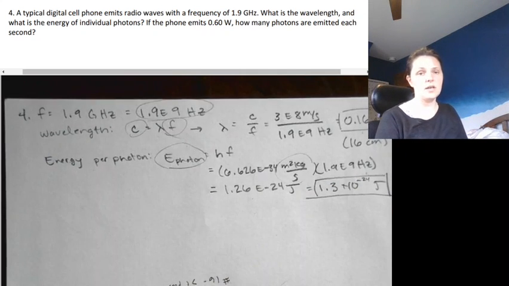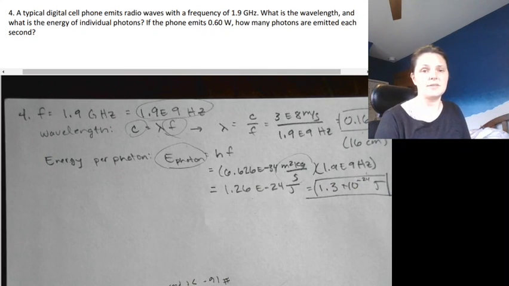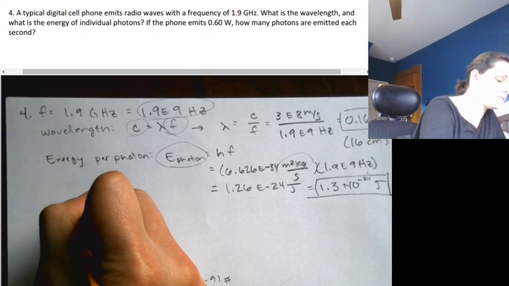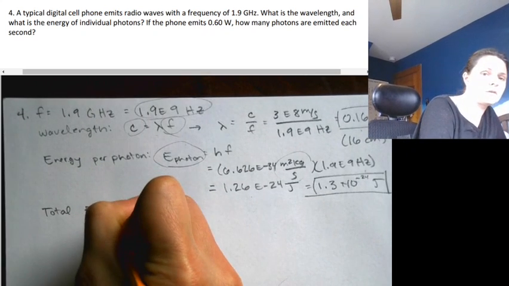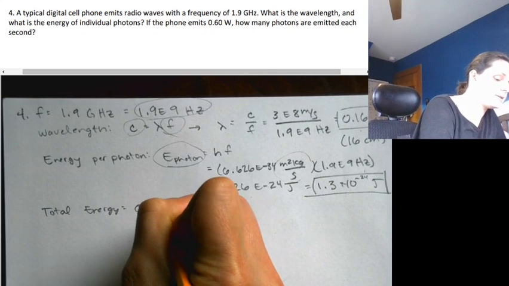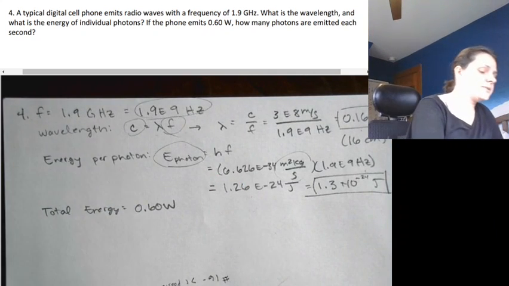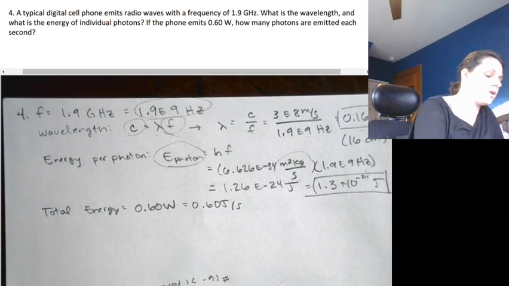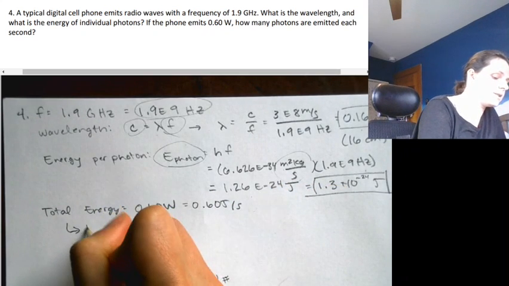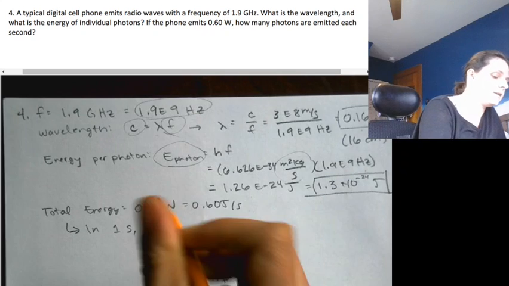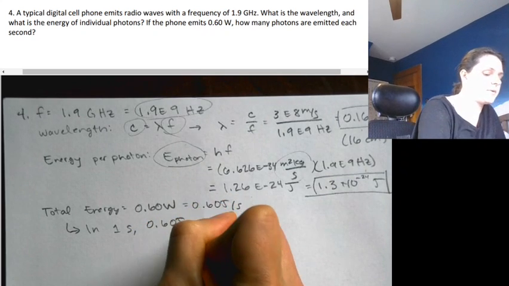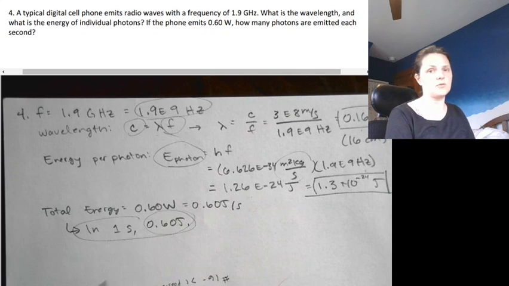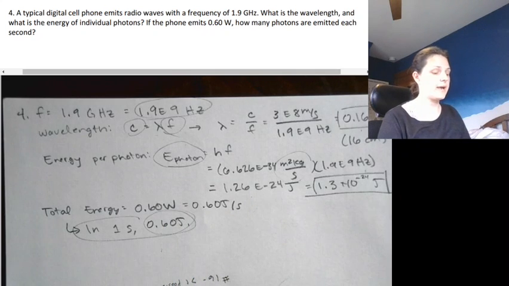And the reason that you turned into this problem is that the second part is harder. So total energy is 0.60 watts. So that is 0.60 joules per second. Okay, so another way of thinking about that is that in 1 second, it's 0.60 joules. And I find this an easier way to look at it because we're usually more comfortable looking at joules than we are watts.